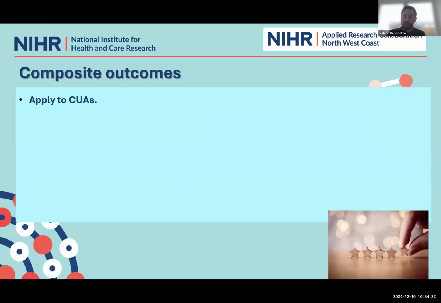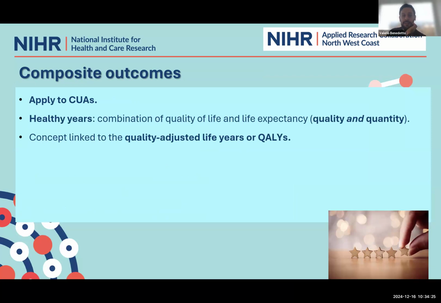Composite outcomes apply to cost utility analysis, and they're typically centered around this concept of healthy years, which is a combination of quality of life and life expectancy. So we've got quality and quantity of life together. Healthy years is operationalized by estimating quality adjusted life years, or QALYs, which Misael mentioned just a few minutes ago. I'm sure many of you will have heard of QALYs before. We will discuss QALYs a bit more in detail with Misael in a few minutes.